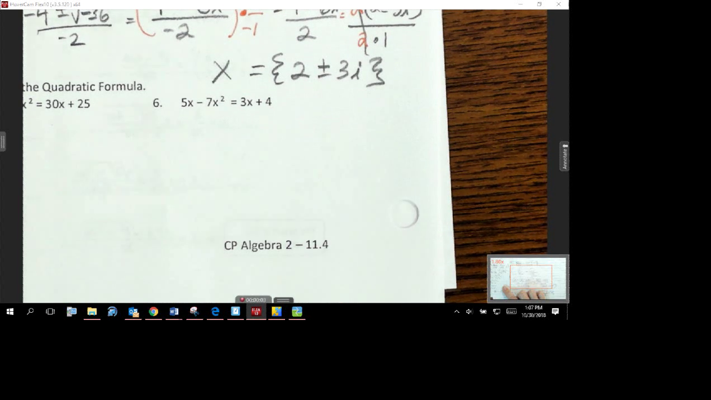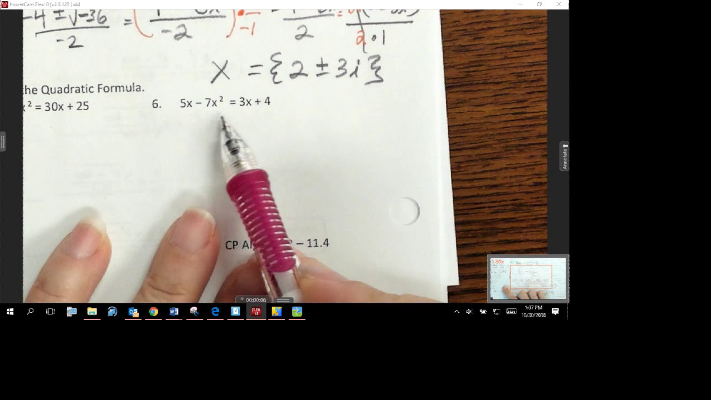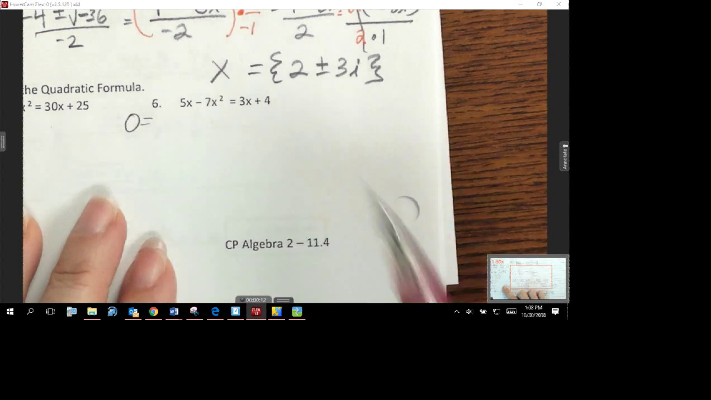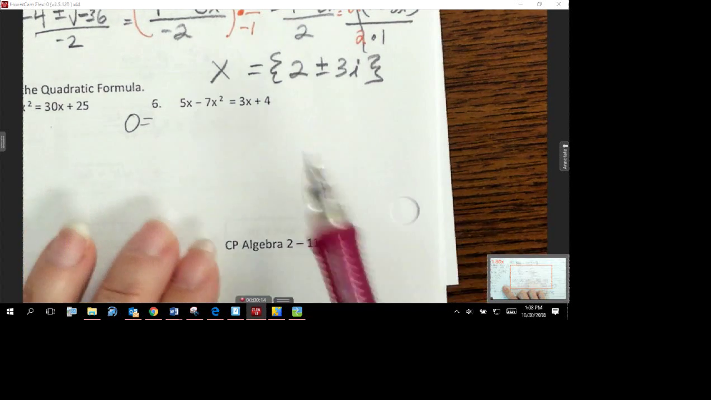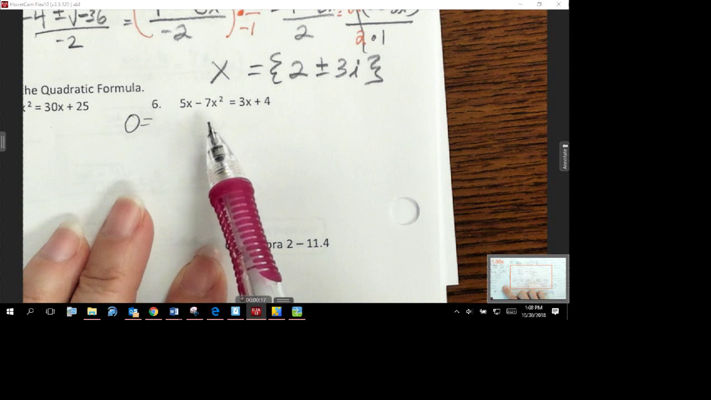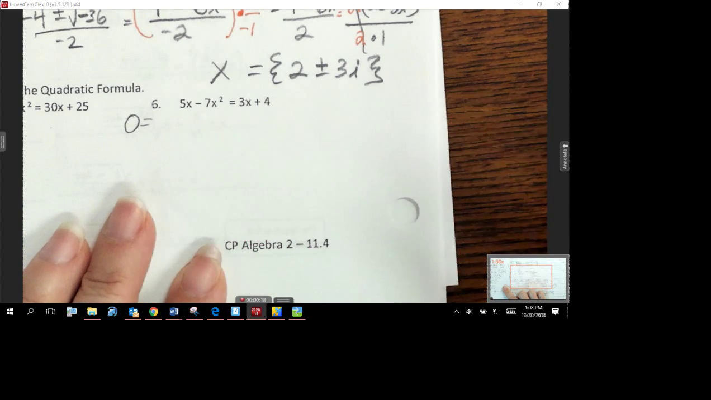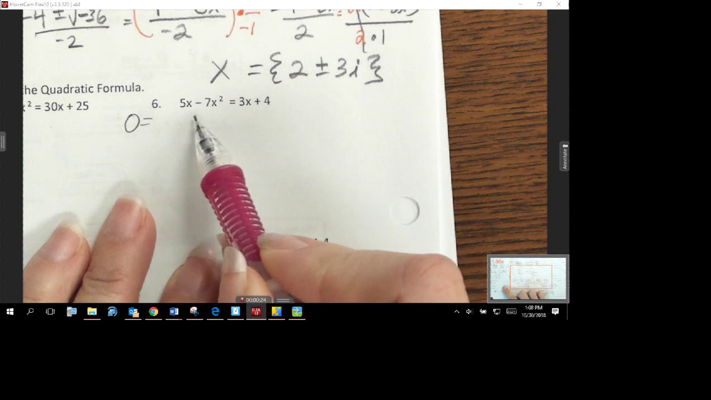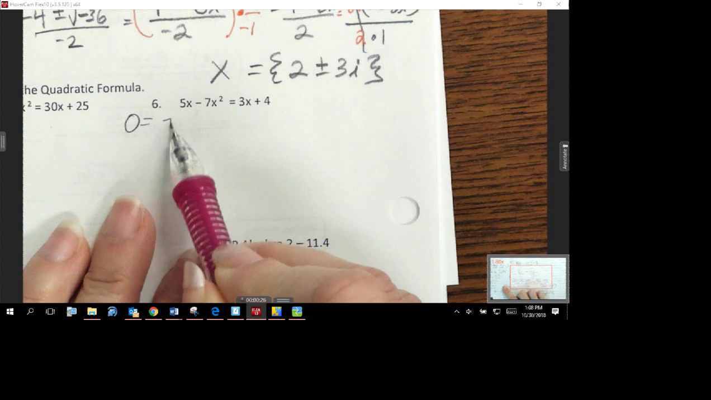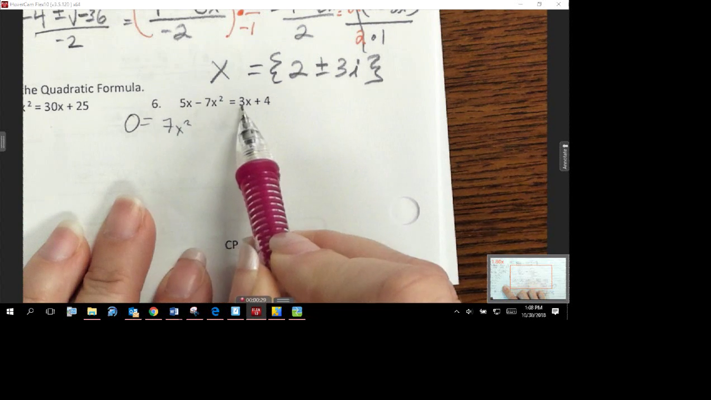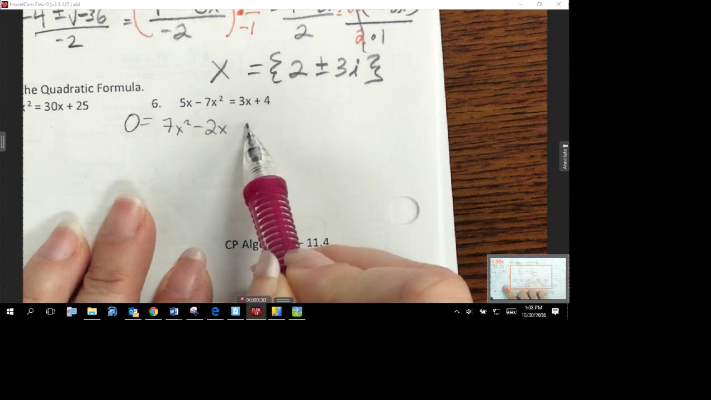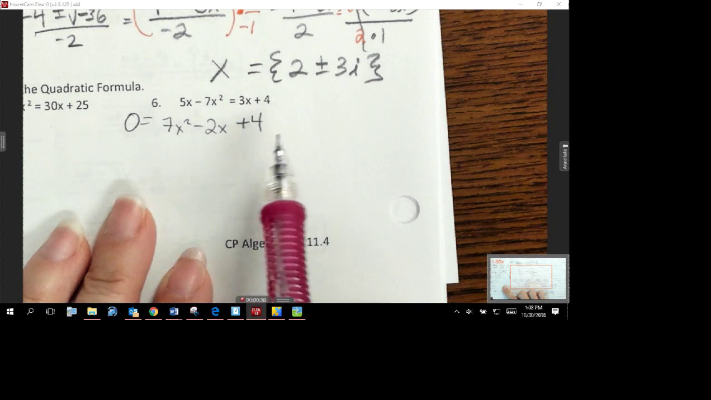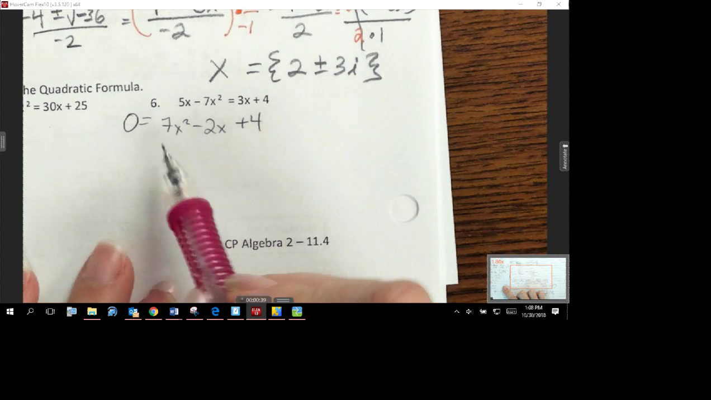Number 6, you could make either side 0. It's really up to you. I decided to make this side 0 because then I would have a positive 7x squared. That was my decision. It does not have to be that way. If you make the other side 0, that's okay. It's just less work in the long run to have 7x squared, and then subtract the 5x, we get minus 2x, and then plus 4. If you did it the other way, you'd have negative 7x squared plus 2x minus 4. Same numbers, just all the signs are different.